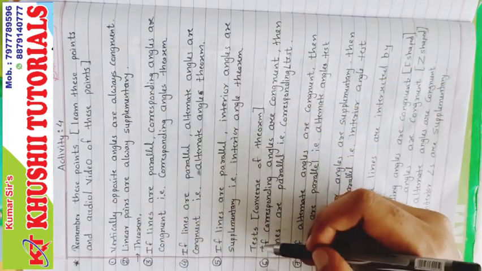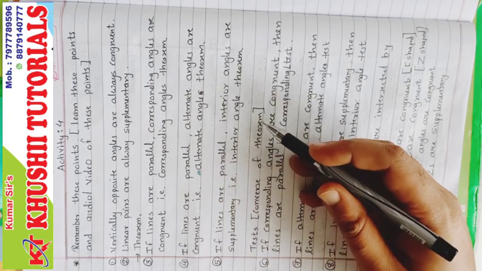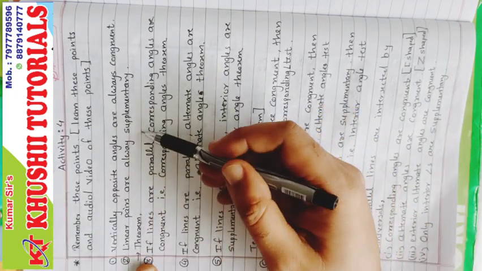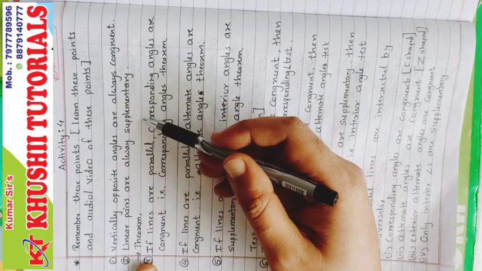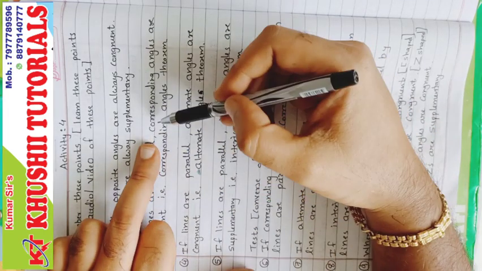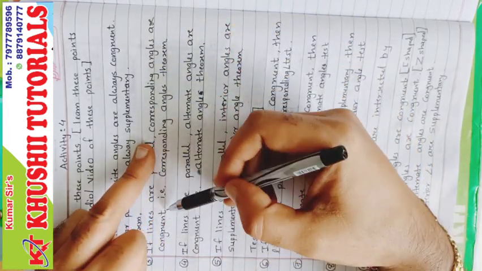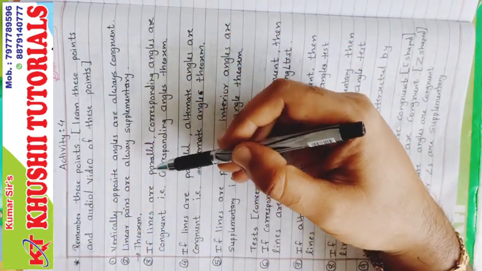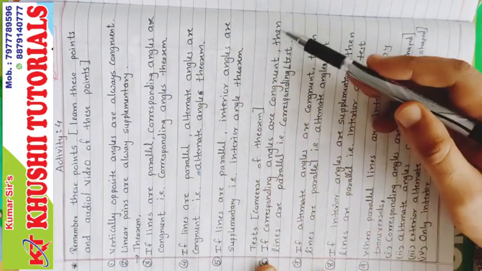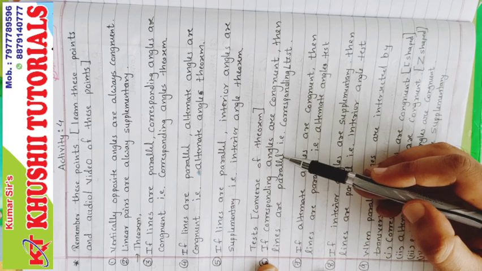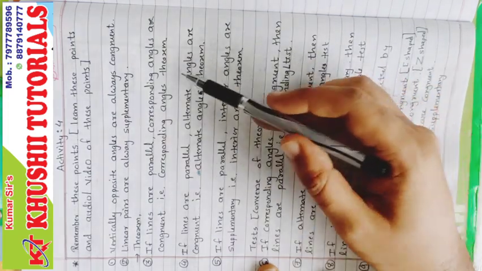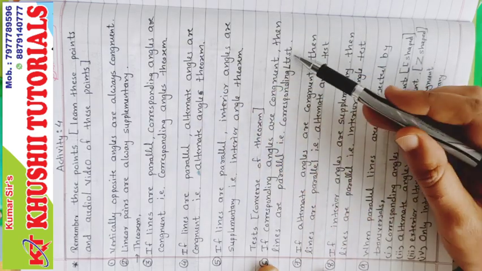Next, tests. Tests are nothing but the converse of the theorem. Now the position of if and then will change. Here if was there and here then was supposed to be there. Now here if will come and here then will come. If corresponding angles are congruent, then lines are parallel. Same, ditto. That is the corresponding angle test. Now the word has been changed, from theorem it became test.